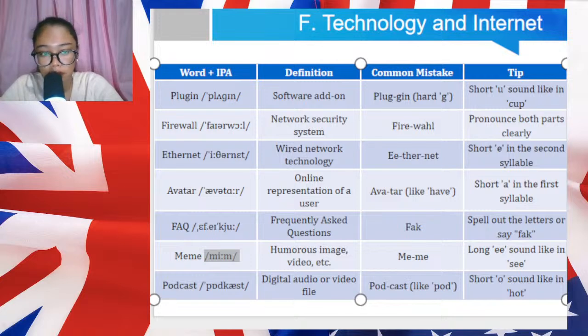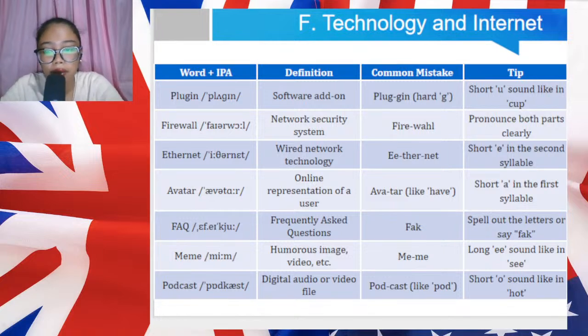It should use a long E sound. I'm sorry for that. Again, meme, not the mistaken version. Once again, meme.